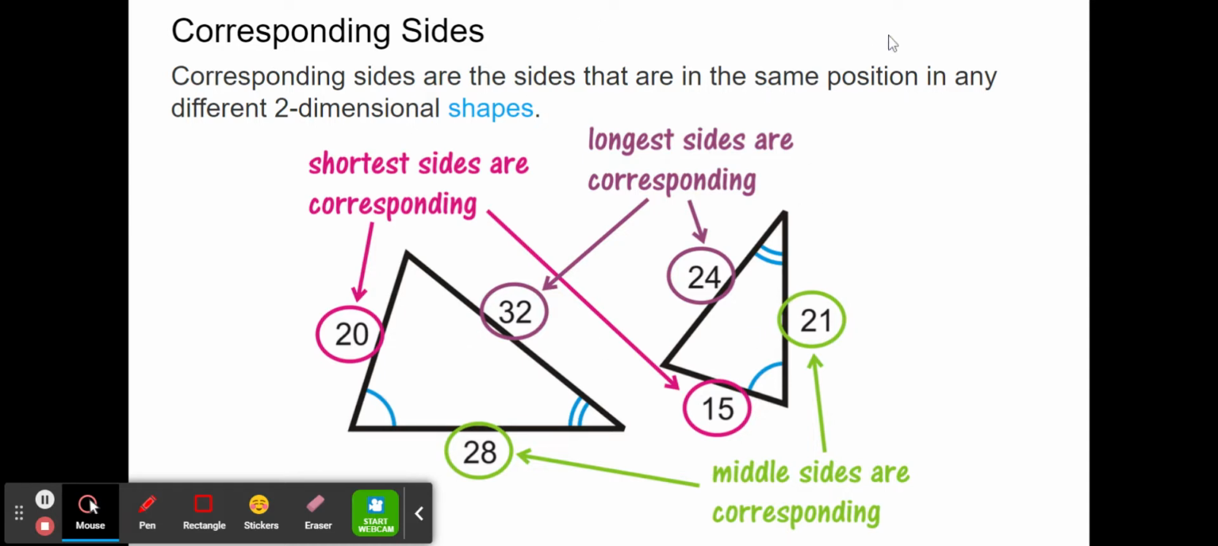Corresponding sides. We did start out talking about triangles and proving them congruent using those two extra shortcuts. So we talked about the corresponding sides. Keep in mind, they are sides that are in the same position of different two-dimensional shapes. Usually short sides are corresponding to the shortest sides, the longest sides correspond to the longest sides.